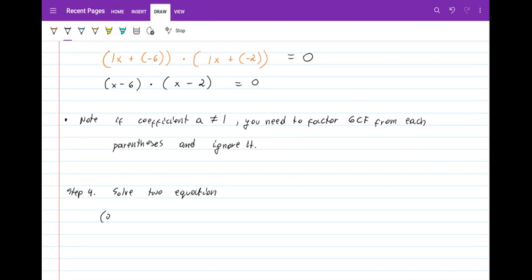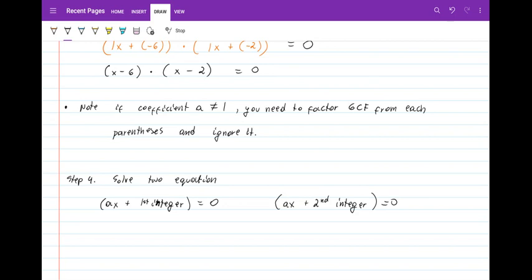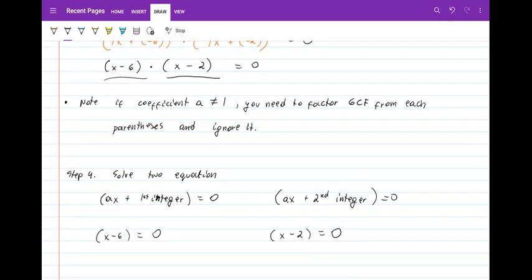Which means ax plus first integer equals 0, and the second equation will be ax plus second integer equals 0. So in our case, we're taking this x minus 6 equals 0 and the second parenthesis, x minus 2 equals 0. So you're solving two equations, okay?